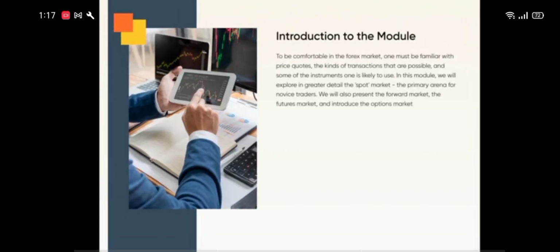Introduction to the module. To be comfortable in the forex market, one must be familiar with price quotes, the kinds of transactions that are possible, and some of the instruments one is likely to use. In this module, we will explore in greater detail the spot market, the primary arena for novice traders. We will also present the forward market, the futures market, and introduce the options market.